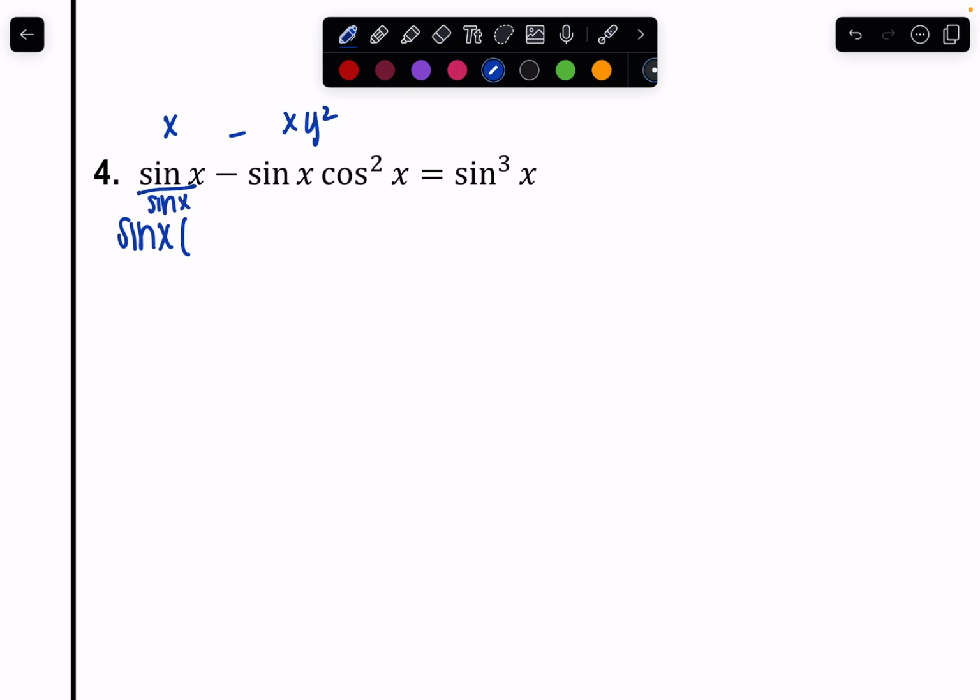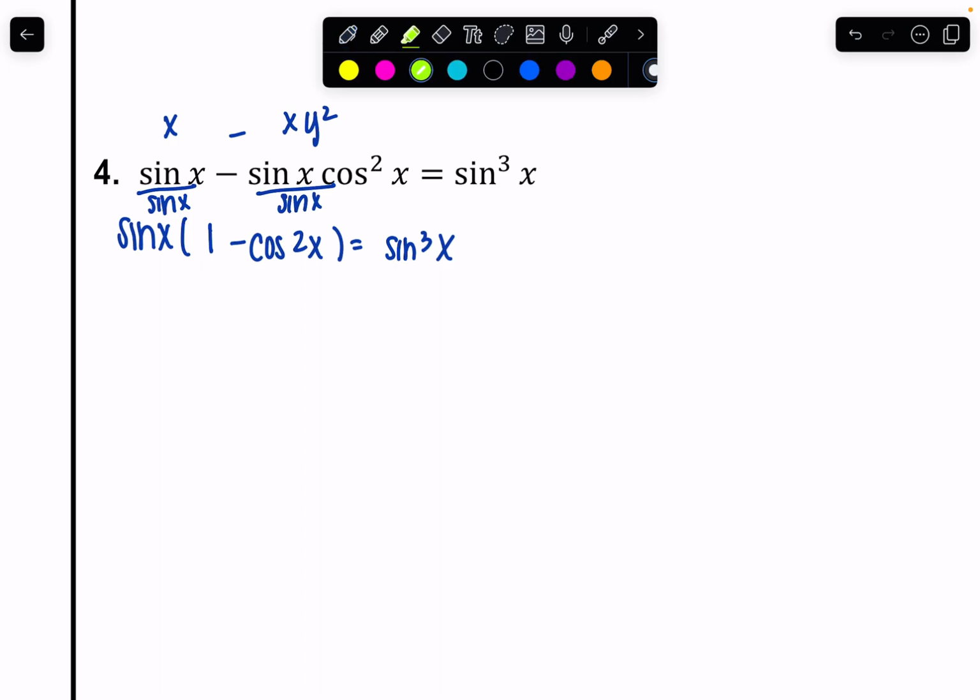When I factor something out, I'm dividing it out of that term. That's 1. And whenever I divide from my next term, sine x over sine x goes away. I'm left with negative cosine squared x equals sine cubed x. And so now I can see that I have an identity that is there.